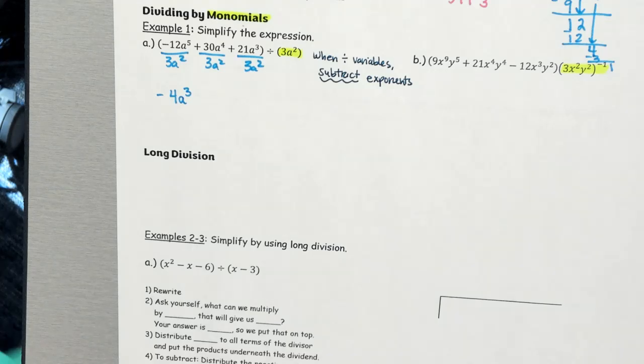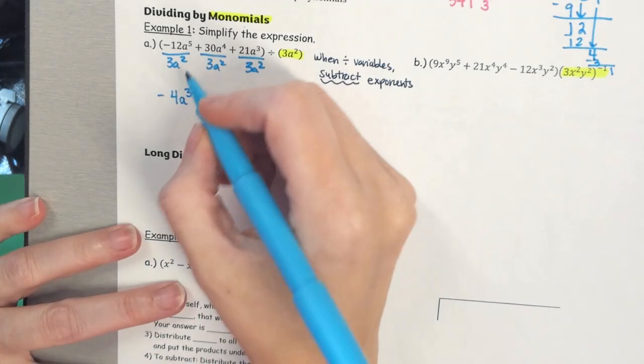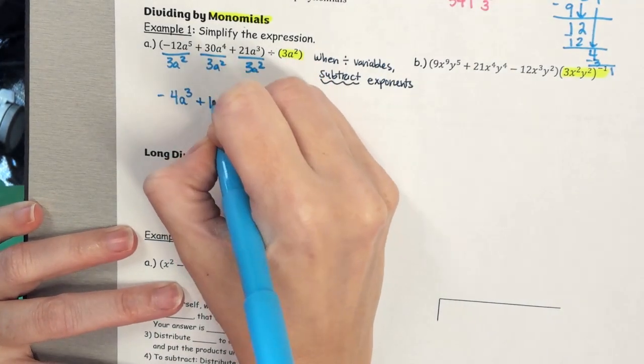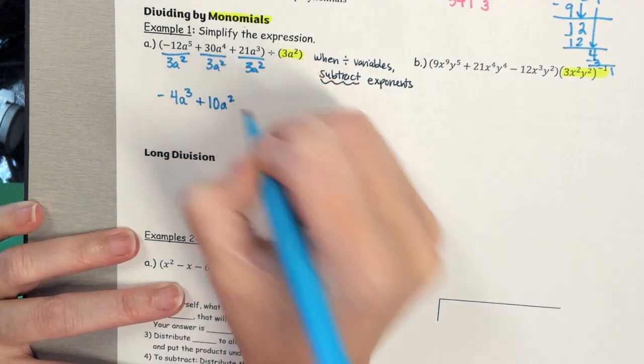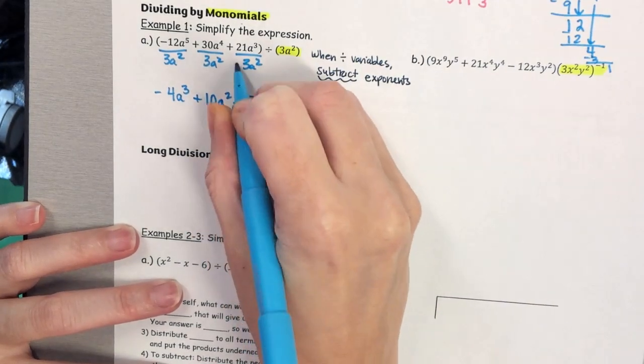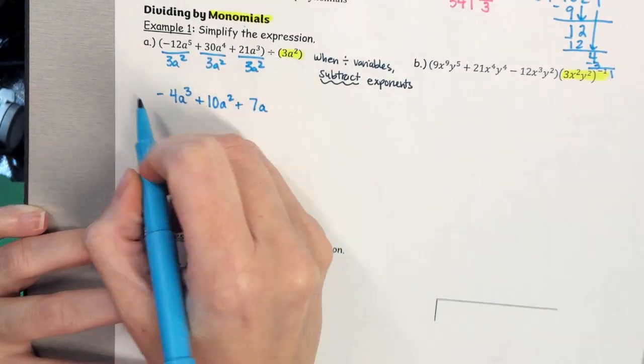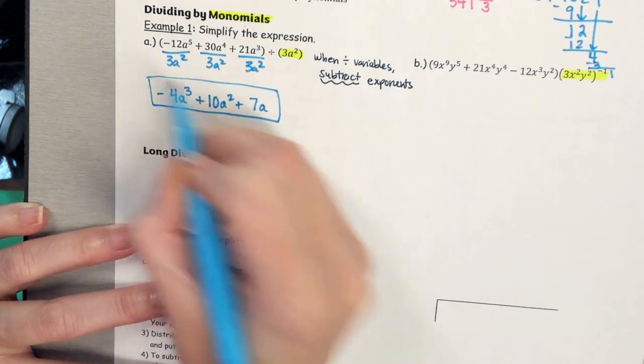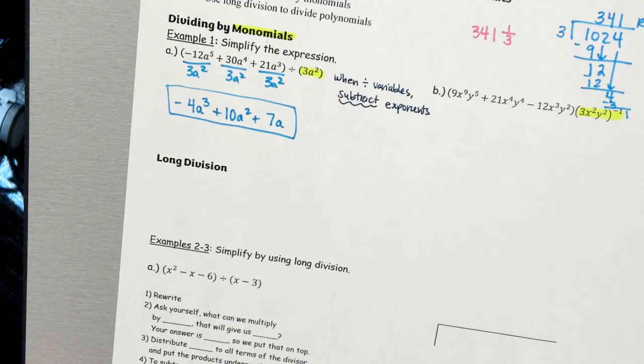Okay, so then you should have negative 4a cubed, and then 30 divided by 3 is 10. 4 minus 2 is 2. 21 divided by 3 is 7. 3 minus 2 is 1. So this is going to be your final answer.